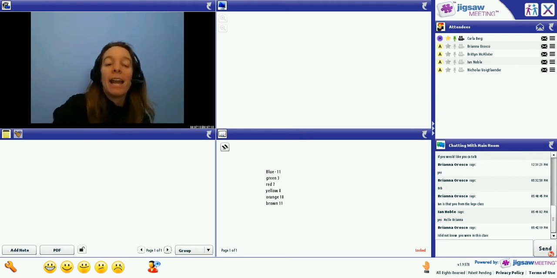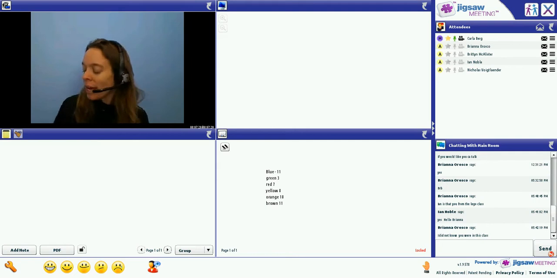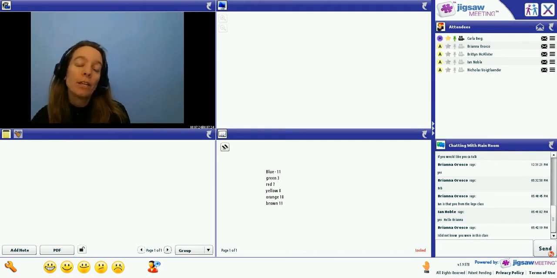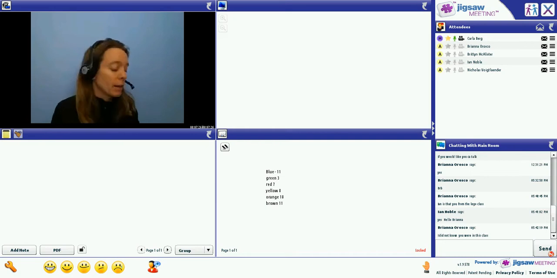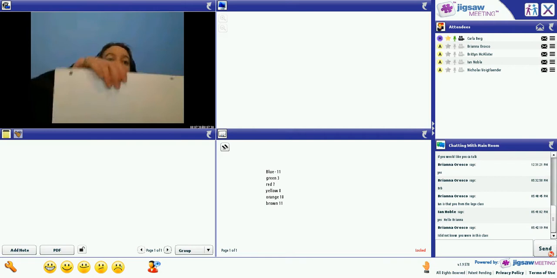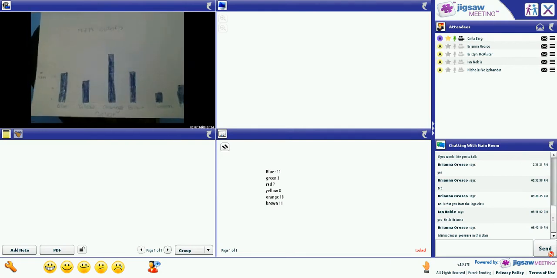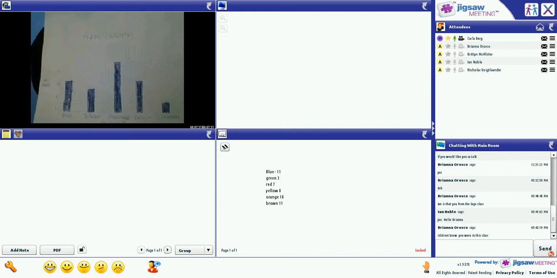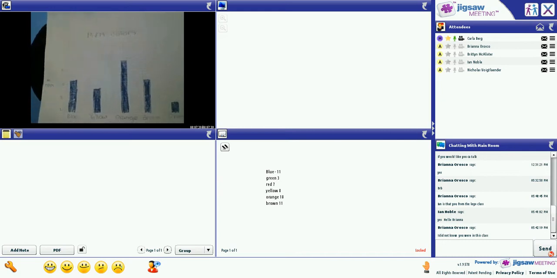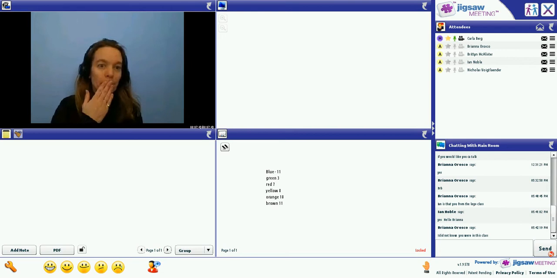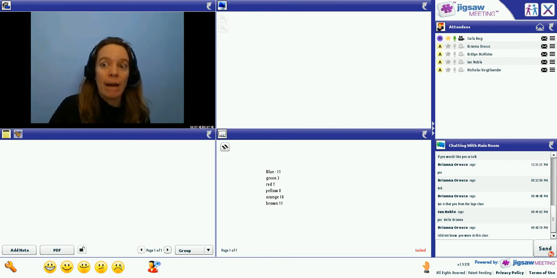So perfect. Now what I'd like to do is I would like us to share our graphs with each other. So it looks like you all have web cameras turned on. I'm going to share mine first. Here is my graph. From my graph, you can tell that I have the most orange M&Ms. So I'd like you to share your graphs and then tell us something about your graph.